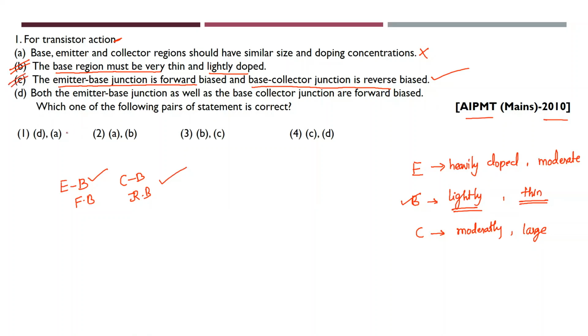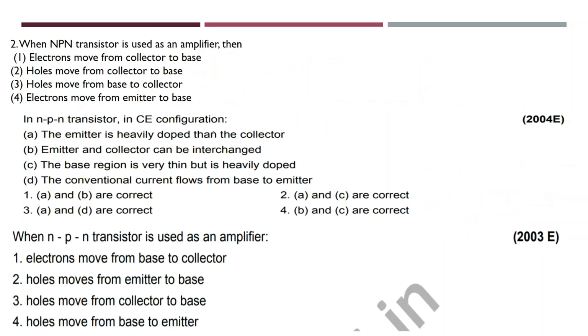Let us see the next option. Both the emitter base junction as well as the base collector junction should be forward biased. No, this is the wrong answer. So which two options are right? B and C are right. So the correct option is the one stating B and C are right. I hope you understood this problem. Let us move on to the next question.